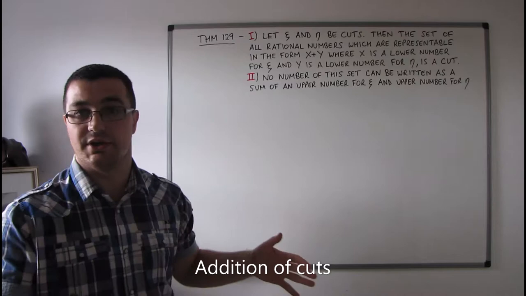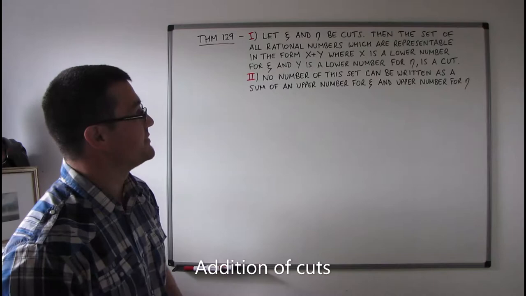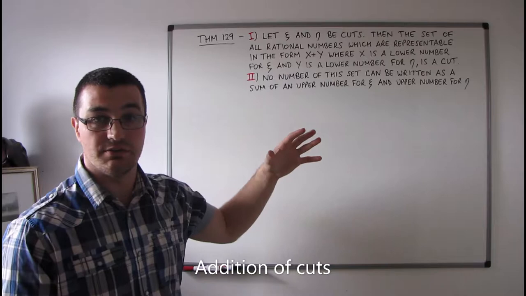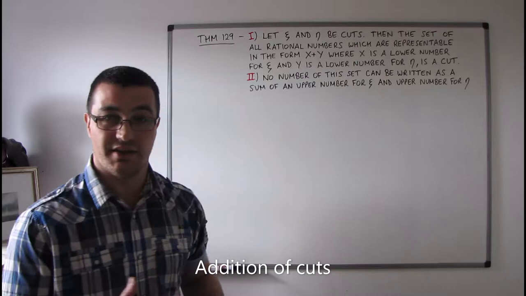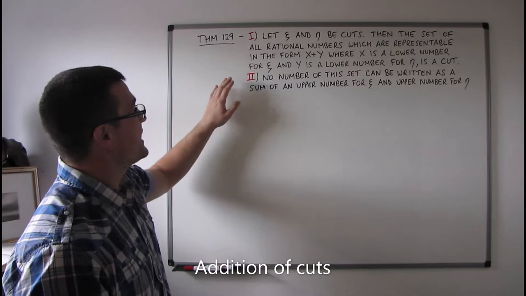So let psi and eta be cuts. Then the set of all rational numbers which are representable in the form x plus y, where x is a lower number for psi and y is a lower number for eta, is a cut. Just to emphasize here, we are assuming that this set of rational numbers is just a set. It's our job now to show that it's actually a cut, and therefore when we add two cuts together in this particular way, we get another cut and not just some random set. And there's also a second part to this theorem.